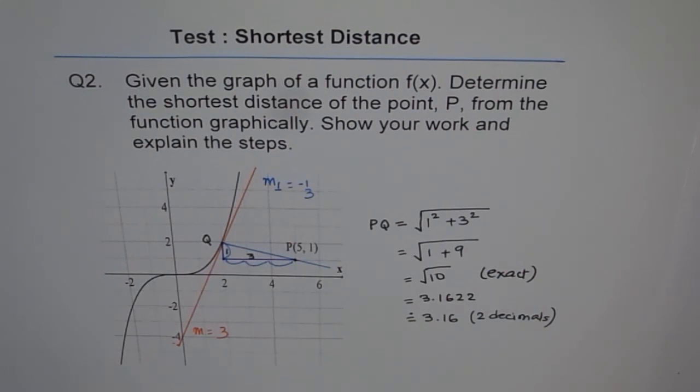Okay, so the graphical method is interesting. You have to visualize and look for a point, and it seemed to me that that point Q could be a good point, and then we drew it and found that it was really a nice point to find the shortest distance of the point from the curve.